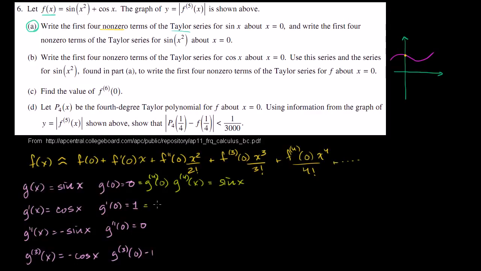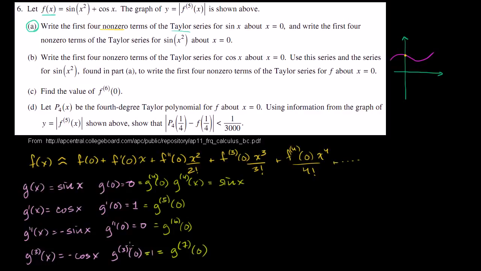This is going to be the same thing as g to the fifth, because we start cycling as we take more and more derivatives. So this is going to be the same thing as the fifth derivative at 0. This is going to be the same thing as the sixth derivative at 0. And this is going to be the same thing. This is an equal sign right here, equals 1. And this is going to be the same thing as the seventh derivative at 0.